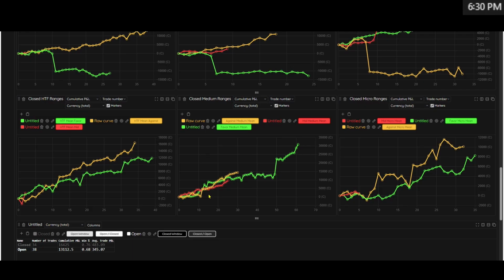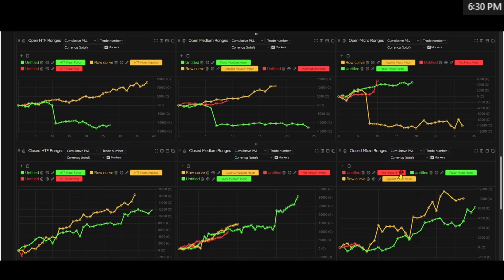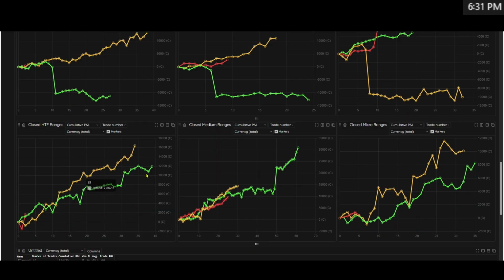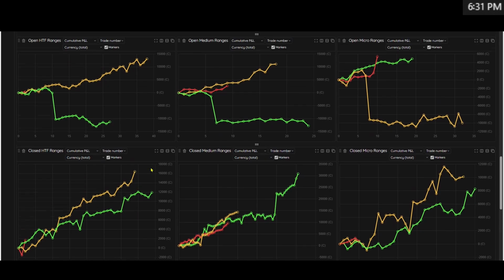So the window tag wasn't designed to be analyzed by itself. It was built to be complemented with the range tags. For example, on the high time frame, mean reversions seem to actually perform better during the bottom of the hour versus the top of the hour. You can see I'm not doing so well. If you take out that outsized loss, it's still pretty flat on the high time frame during the top of the hour. And then if we go to top of the hour on micro ranges, we can see the breakouts are not performing nearly as well as outside of the open window, basically bottom of the hour.